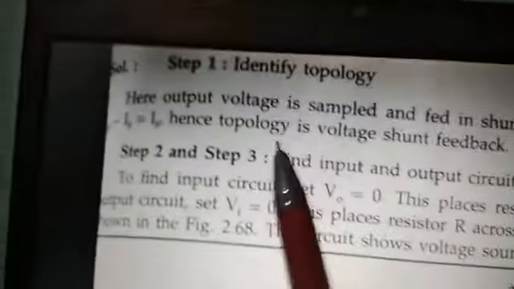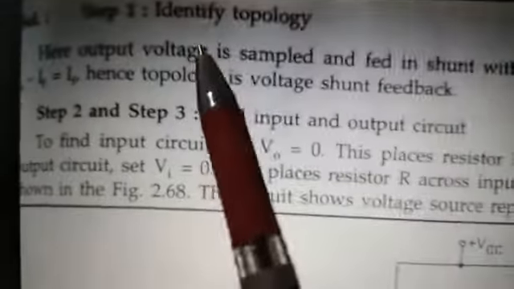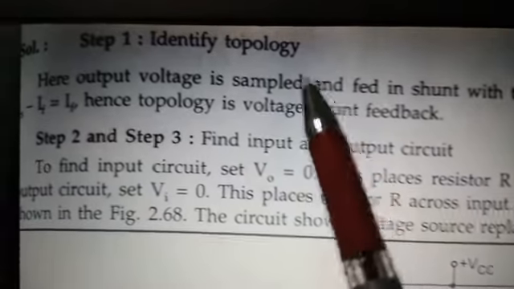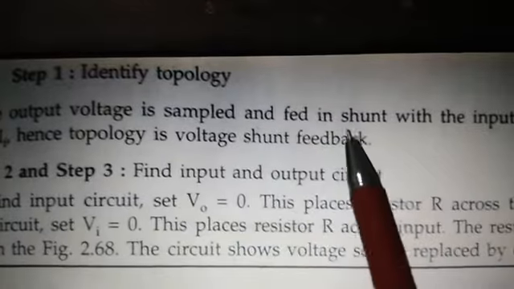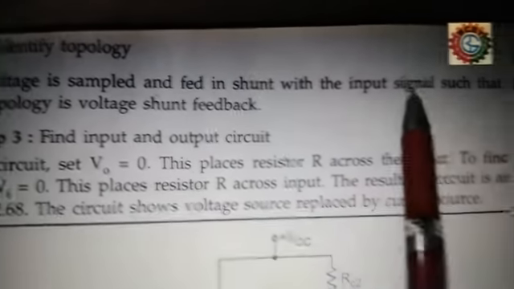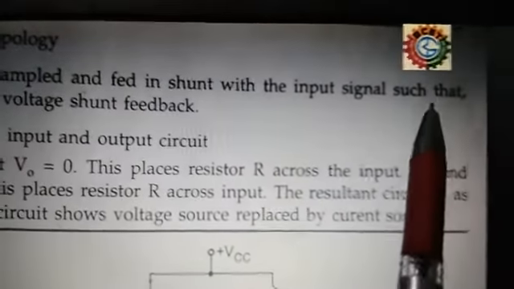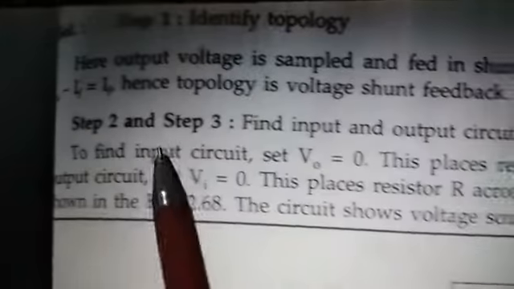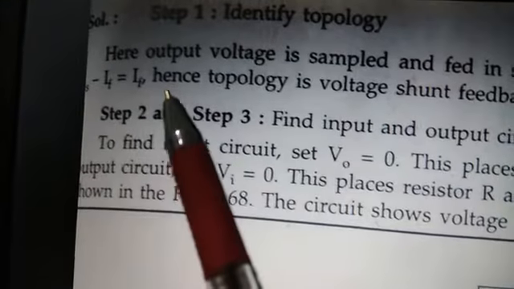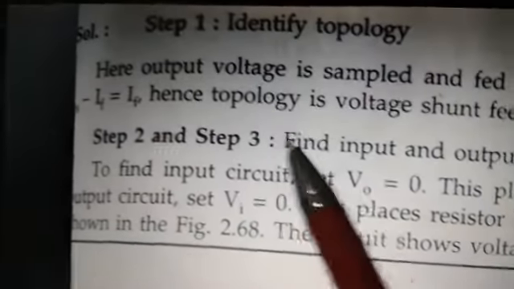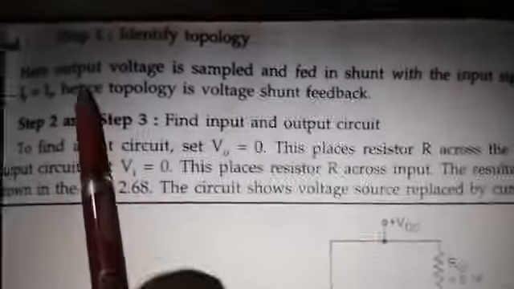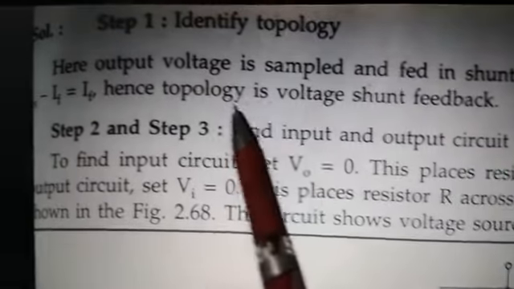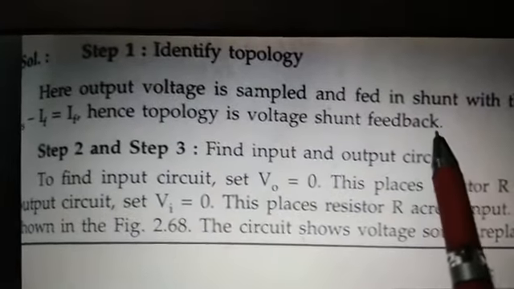Now the first step, which I have already told you, is to identify the topology. Here the output voltage is sampled and fed in shunt with the input signal, such that IF is equal to II. Hence the topology is a voltage shunt feedback.